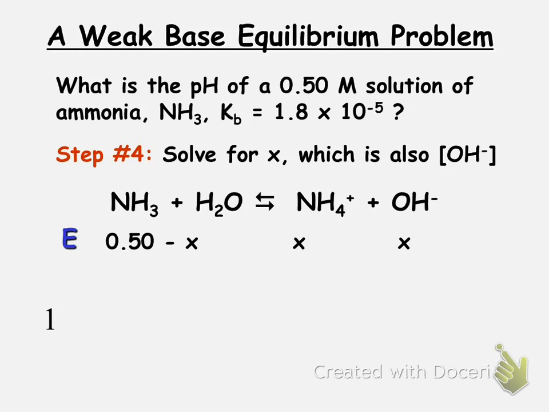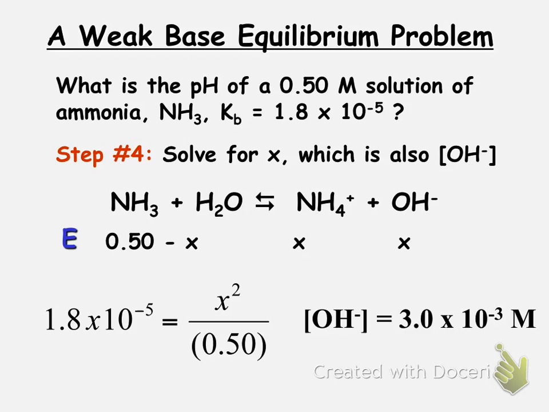All right, so let's solve for x. Remember, x is also the concentration of hydroxide. Guys, at the end, that's what we want to get to. If we know concentration of hydroxide, we can very easily figure out the concentration of hydrogen. And if we can figure out the concentration of hydrogen, then we can easily find out the pH. So we do that. We get a concentration of hydroxide of 3 times 10 to the negative third.